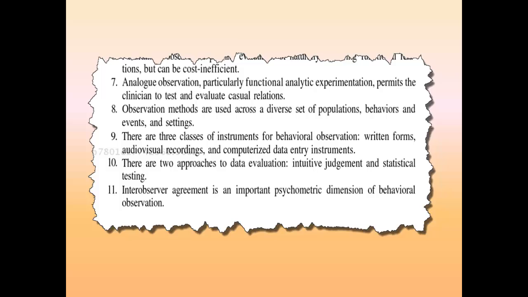Haynes and O'Brien differentiate between naturalistic and analog observations. Naturalistic being in the real setting where behaviors typically occur, whereas analog observation is in an experimental setting with controlled variables. The authors describe the three classes of instruments for observation, including written forms, audio-visual recordings, and computerized data entry instruments.